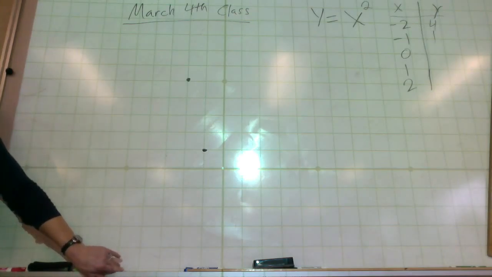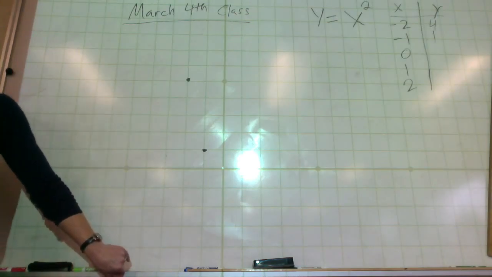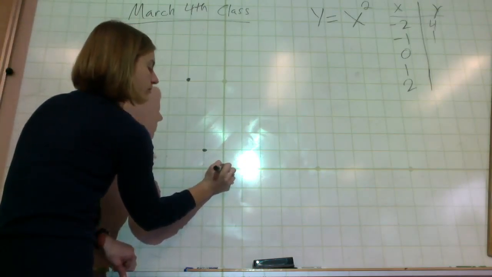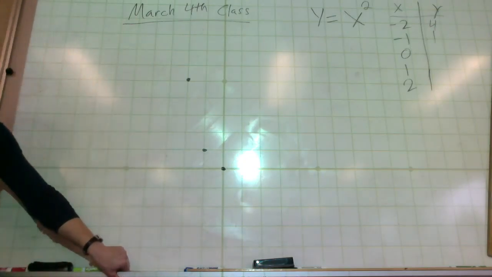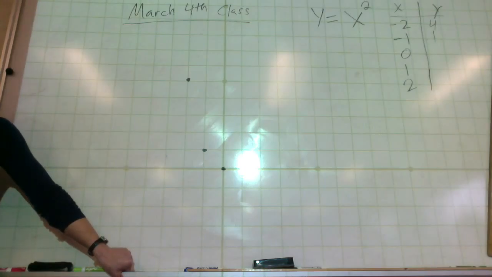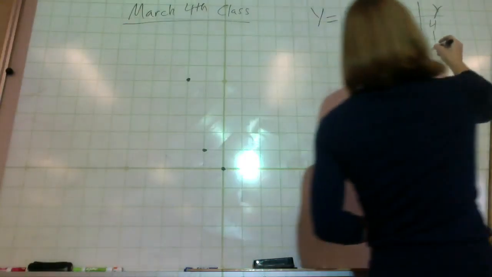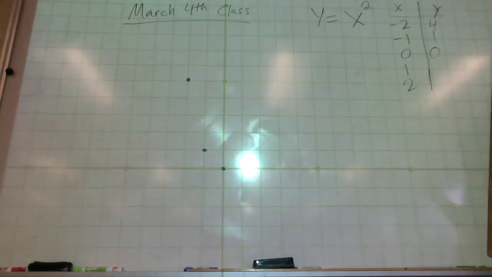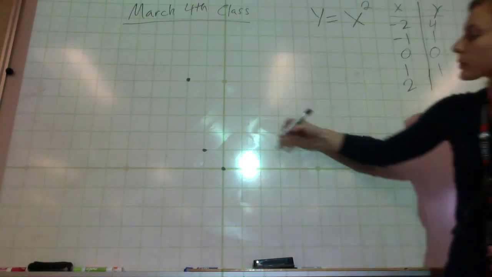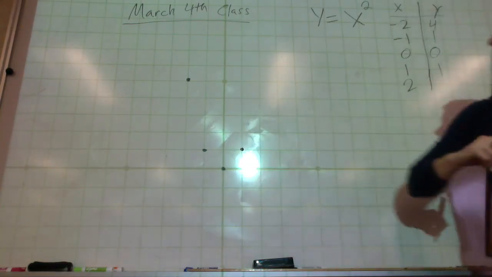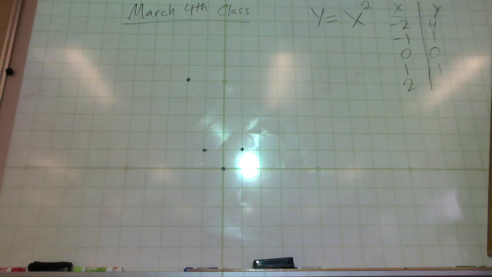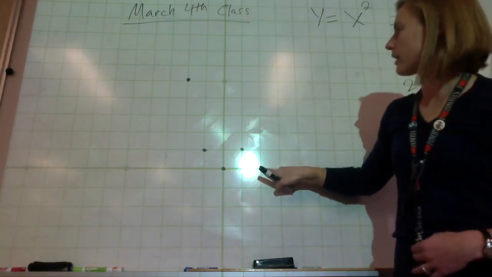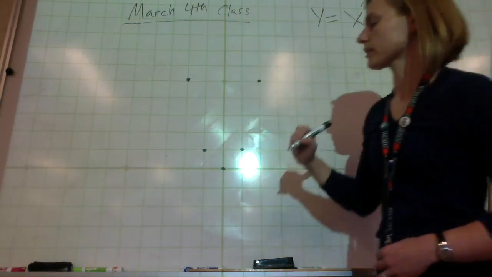What about 0? 0 squared? 0. It's 0. So I have a point at 0, 0. What about 1? It's 1. 1 squared is 1. So we got a point at 1, 1. And what about 2? Four. So I have a point at 2, 4.